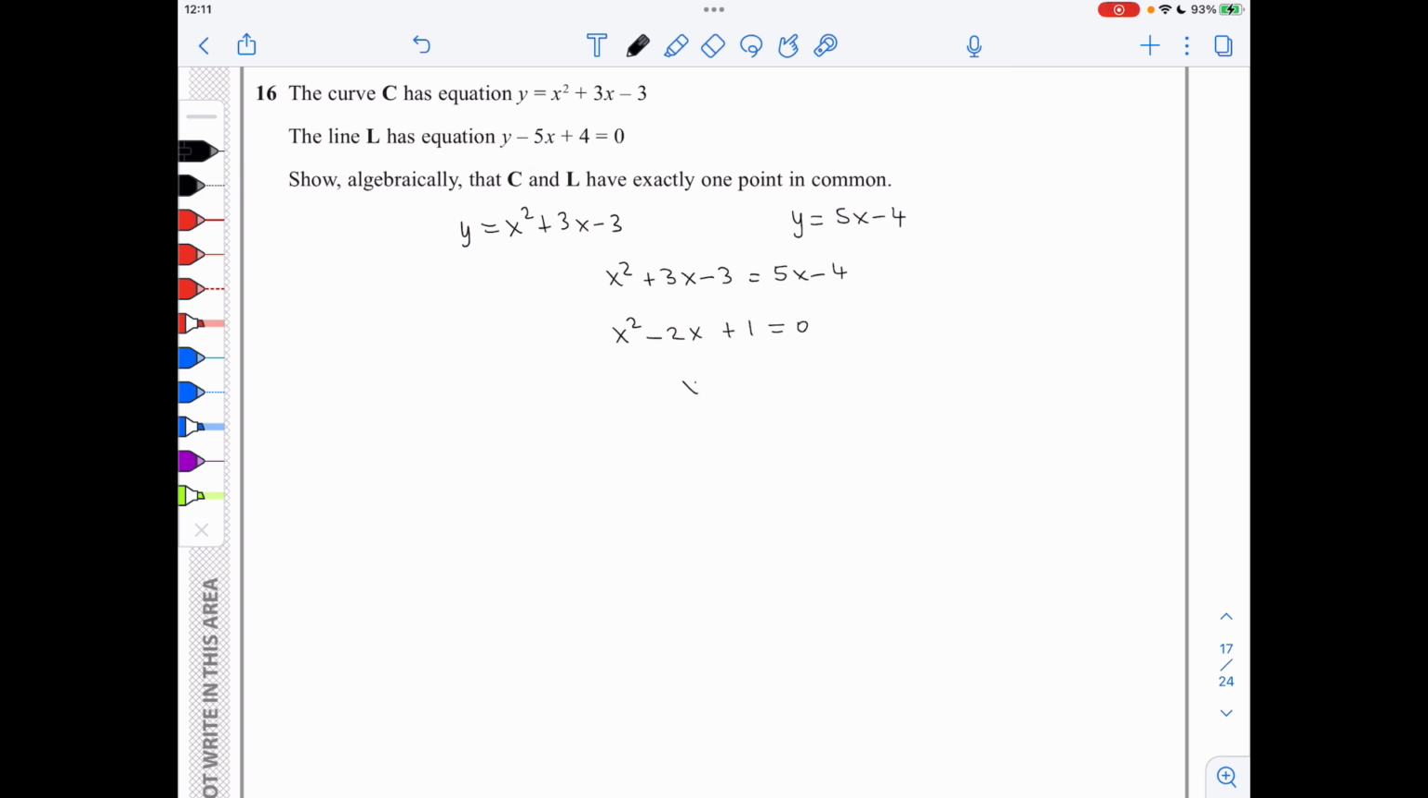This factorizes into x minus 1 all squared being 0. So x minus 1 is 0, which means that x is 1. So we have only one solution, and here there's exactly 1 point in common as required.